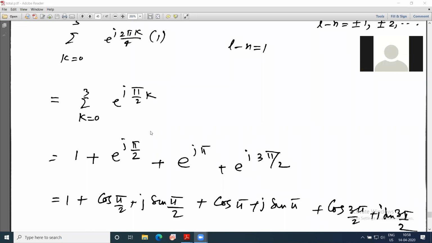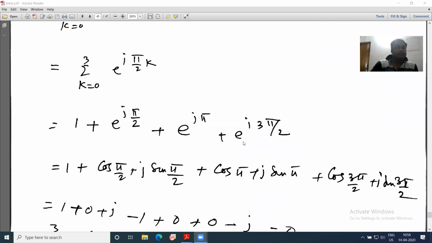and k equal to 1, e to the power j pi by 2, k equal to 2, e to the power j pi, k equal to 3, e to the power j 3 pi by 2. Plus cos pi by 2 plus j sin pi by 2, cos pi plus j sin pi, cos 3 pi by 2 plus j sin 3 pi by 2. Agreed? Corresponding to this term, this term corresponds to this term.